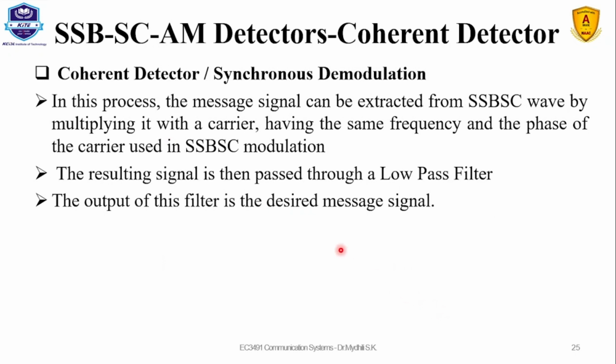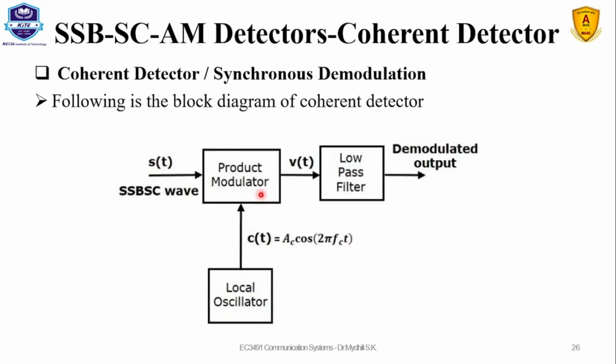So, the same is explained here. With respect to the block diagram, the message signal can be extracted from the SSB-SC wave just by multiplying it with the carrier signal. The result is then passed through the low pass filter and filtered out. After filtering, we will get the desired message signal. Here you could see a product modulator is used. The single sideband suppressed carrier wave we have generated is fed as an input to the product modulator, and a local oscillator generated carrier signal is passed through it. It multiplies to produce the output.